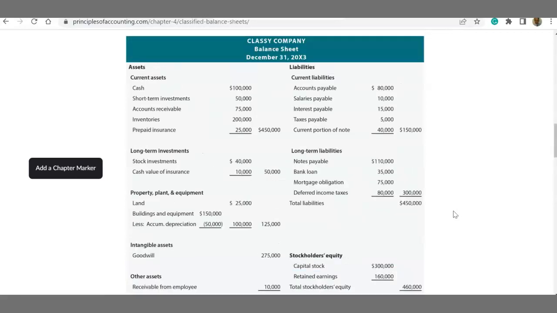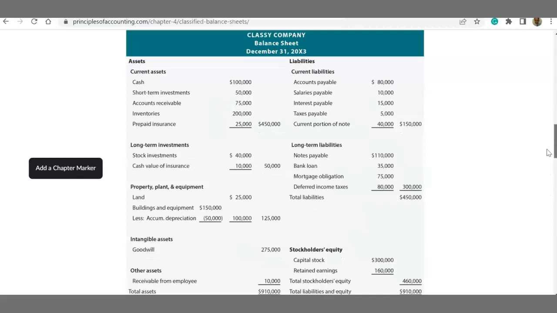Any question on the classified balance sheet, please? So it's a very important subject for you to understand the classified balance sheet, because when you do the group project PowerPoint presentation, anything in regards to liquidity ratio or solvency ratio, you are looking at these details.